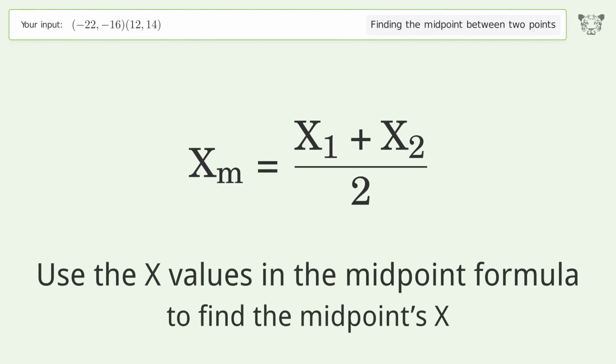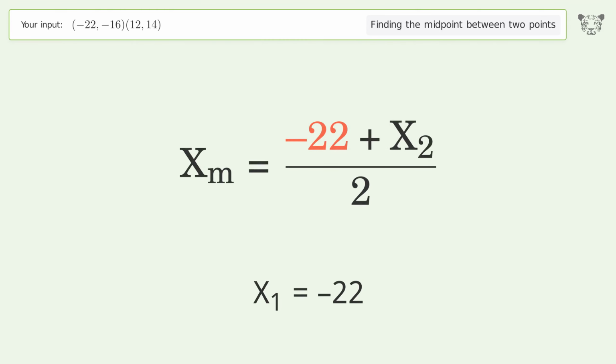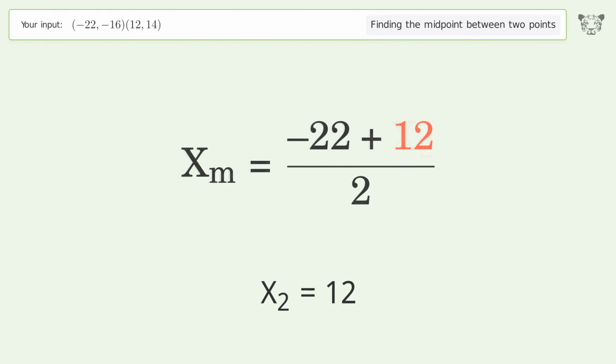Use the x values in the midpoint formula to find the midpoint's x. x1 equals -22. x2 equals 12. Simplify the arithmetic.